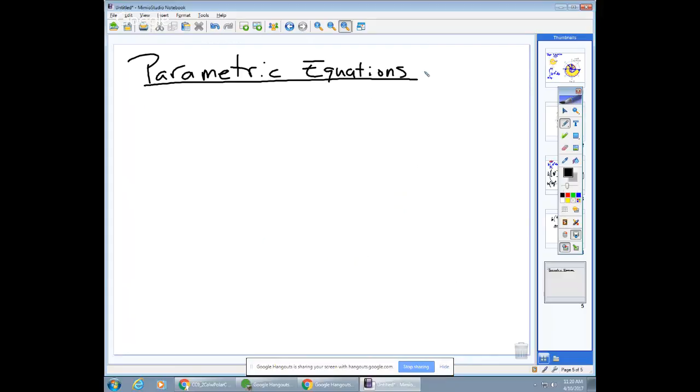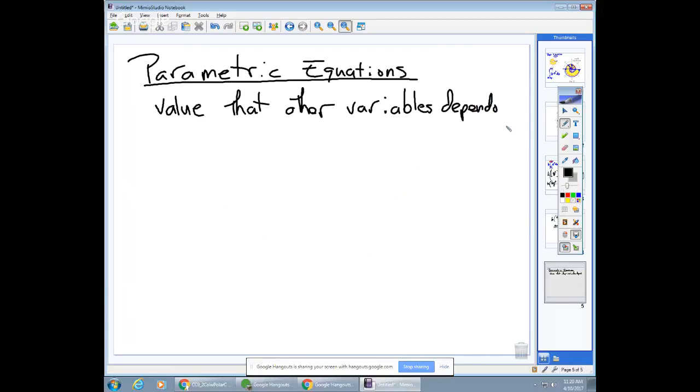Does this ring a bell, parametric equations, with anybody? Rings a bell with you, but not you. Not ringing a bell, not ringing a bell. Okay, so a parameter is just a value that other variables depend on. Okay, so that's all a parameter is.